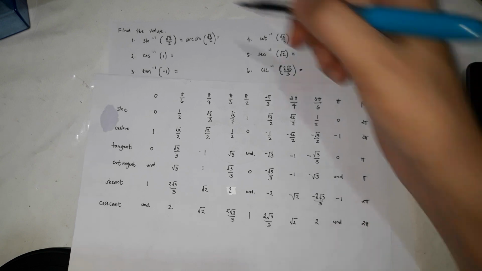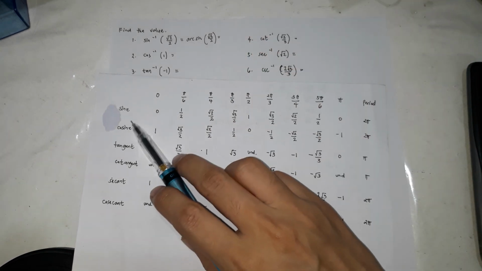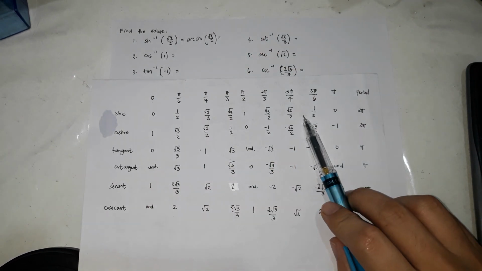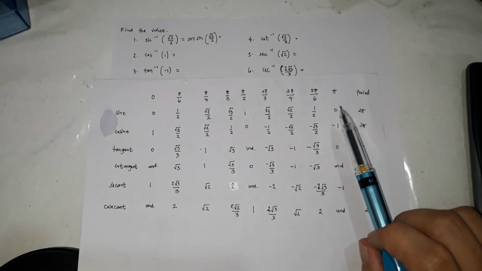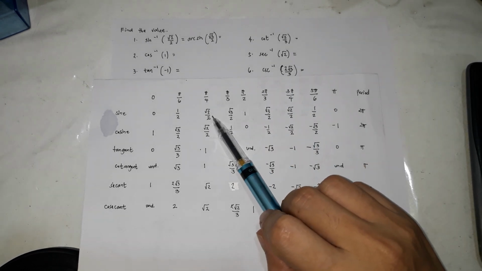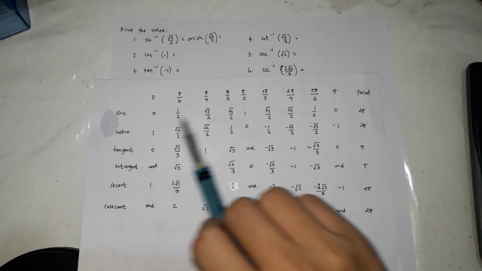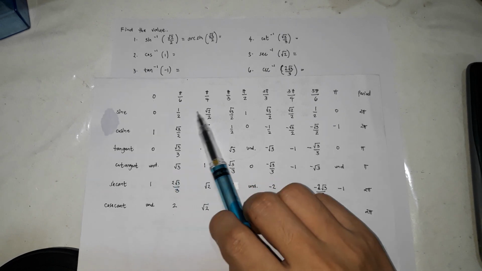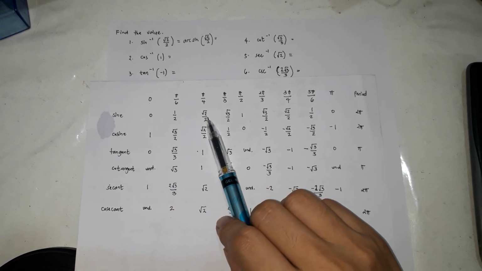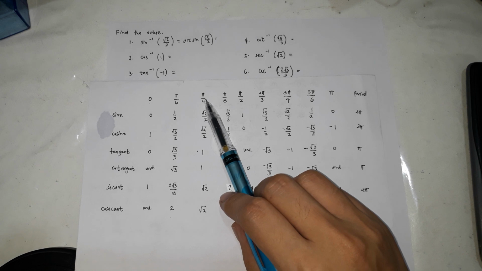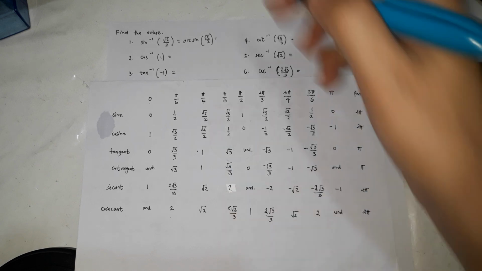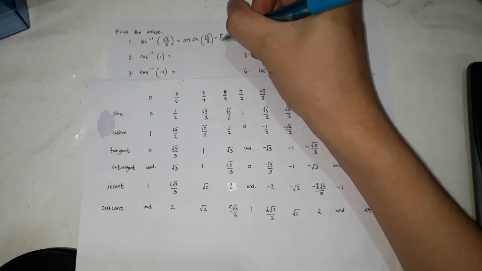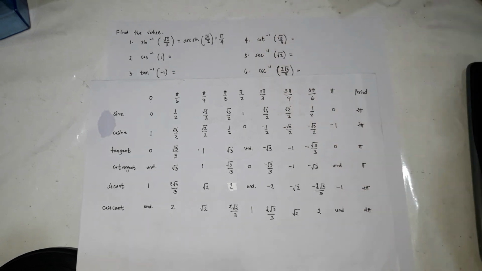For example number 1, the value is square root of 2 over 2. So dito sa sine, if you have this table, you're going to look for square root of 2 over 2 aligned to sine. So in sine, it's square root of 2 over 2 dito siya. So the answer is pi over 4.